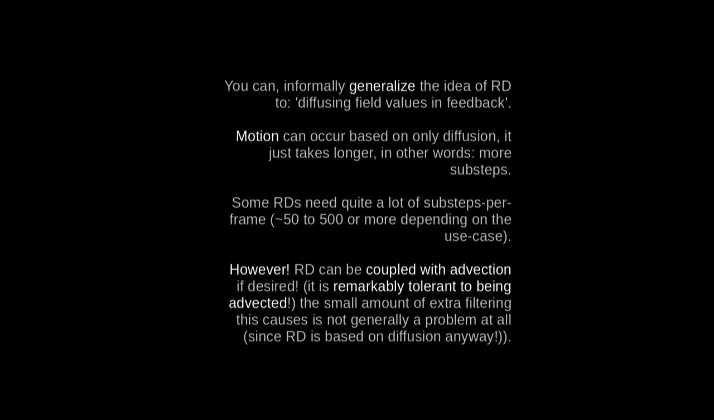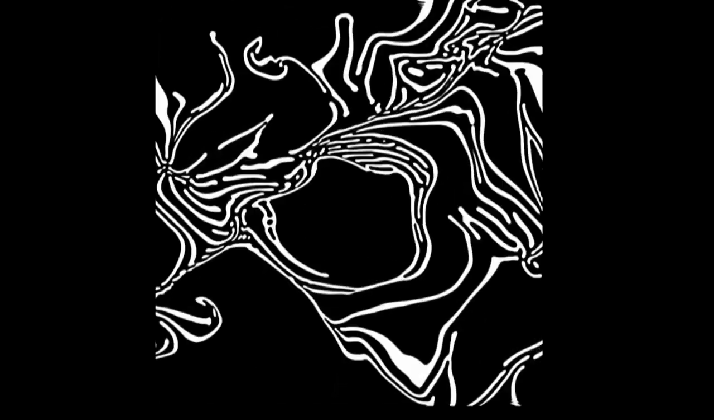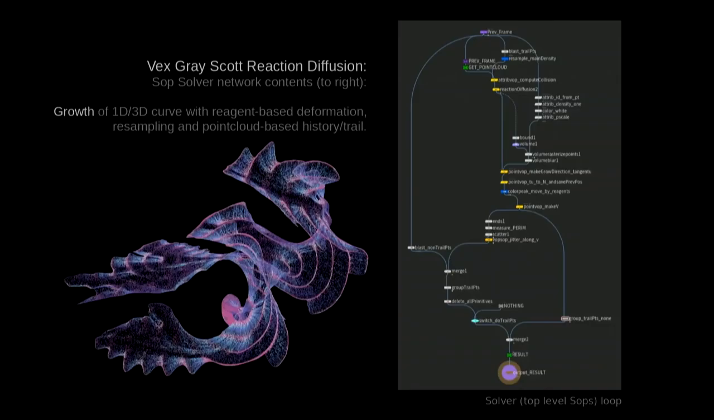Talked about that. So motions can be based on diffusion. Oh, yes, I hope this video is on the next slide. Sorry, I fixed my talk this morning. Because of that tolerance to being filtered, you can advect reaction diffusion, and it will still work pretty good. Tricky little test, but cool. That was made in Houdini with a volume primitive, a 2D volume primitive running behind that.